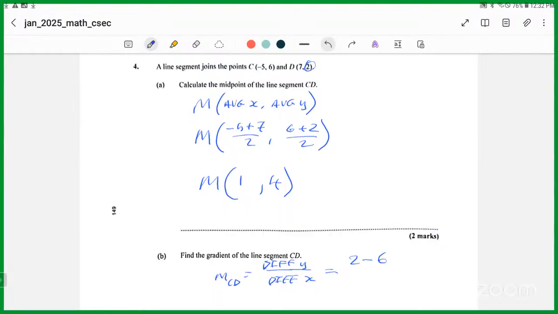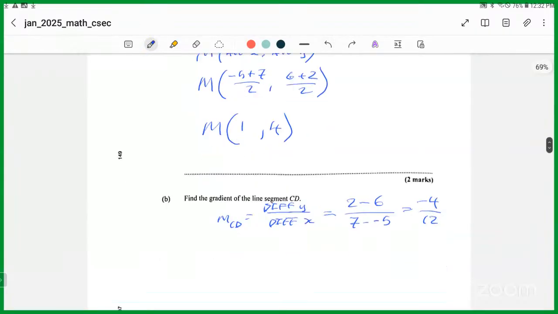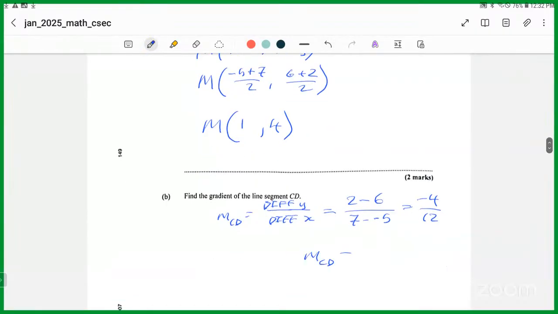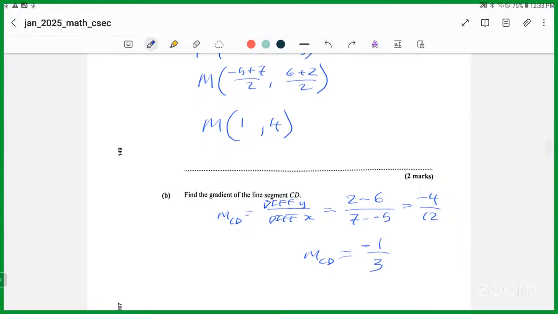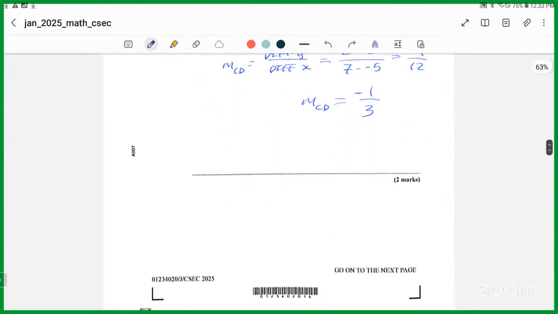The difference in the 2 x values is 7 minus a negative 5. 7 minus negative 5. This reduces to negative 4 over 12. This minus becomes a plus to get 12. And so the gradient of CD, if you simplify, becomes negative 1 over 3. This divided by 4 is 1. This divided by 4 is 3. Negative 1 over 3 is the gradient of that line. Negative a third. Alright. Anything else?